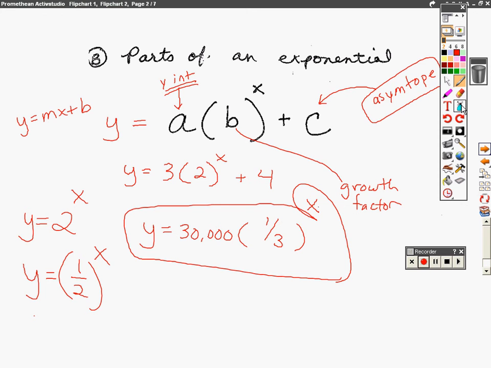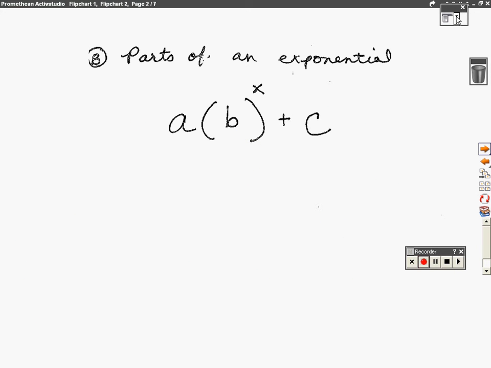Next part that we did today in class was we talked about the parts of an exponential. Remember that if it's y equals a times b to the x power plus c, the a stands for the y-intercept, the b is the growth factor, and c is the asymptote.